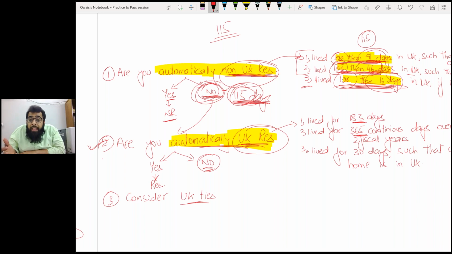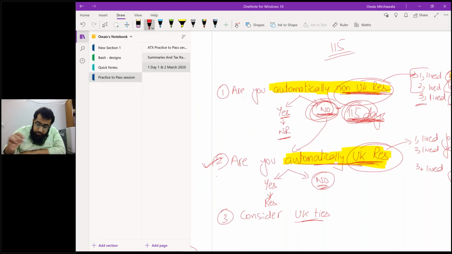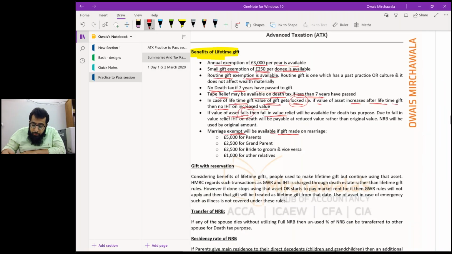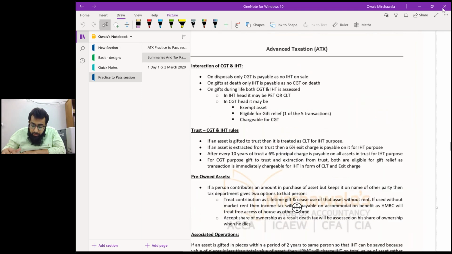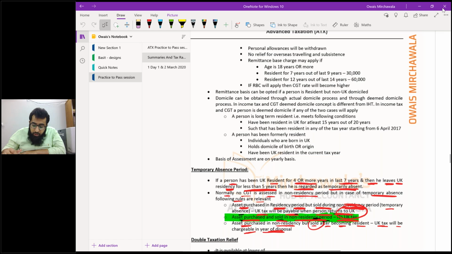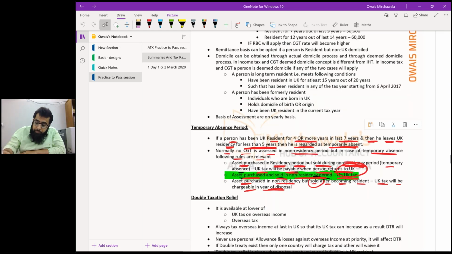We will look at his family. We will look at his work tie. We will look at his days in UK tie. Now, if you go and look at the summary notes, you can find the entire data there. You can simply go and look at the summary notes. Determination of UK residency.